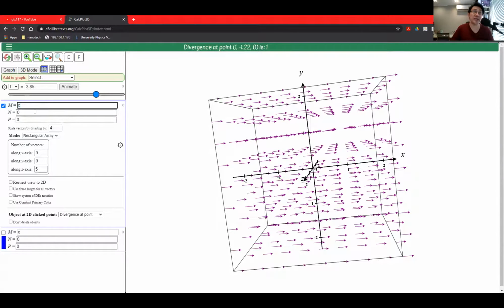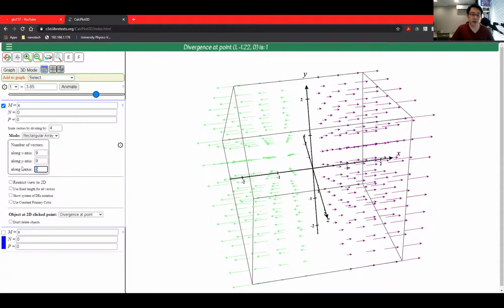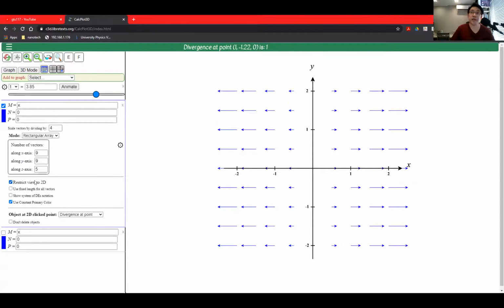So let me do a variation. If I put x in here, now what you are getting is going to be something that is changing. I think it's plotting. Here we go. Let me restrict to 2D. So what you have over here is a dependence on x. That means you still have the vector that points along the x-axis. You still don't have the y component. You still don't have the z component.